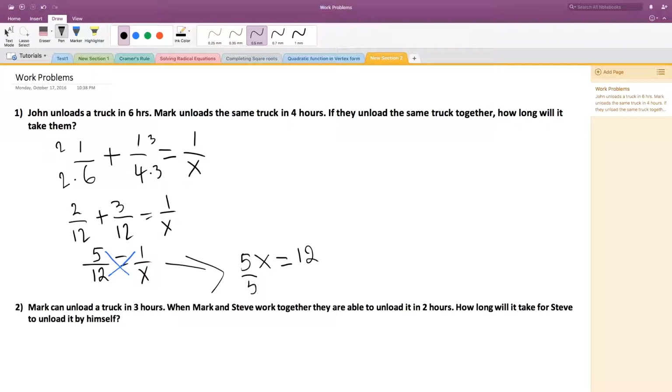Now I'm going to divide this by 5 and I will divide that by 5, and you see that here I get x to be equal to 2.4 hours. Okay, so if they join, it will take them 2.4 hours. Alright, that's good. So let's look at the next example.